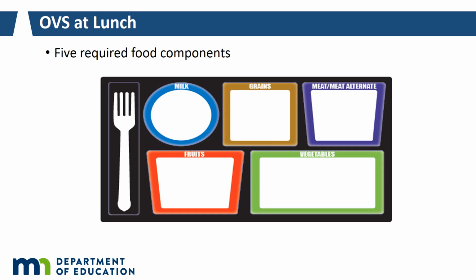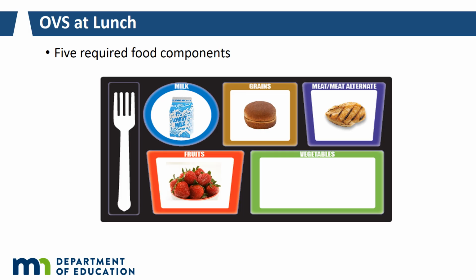Now let's transition to lunch. When talking about offer versus serve at lunch, there are a couple points to keep in mind. At lunch, there are 5 required food components: milk, grain, meat alternate, fruits, and vegetables. All menus must be planned to include all the required food components in the minimum required portion sizes, which we will look at a little more closely in a minute.